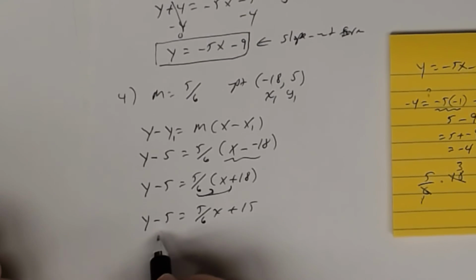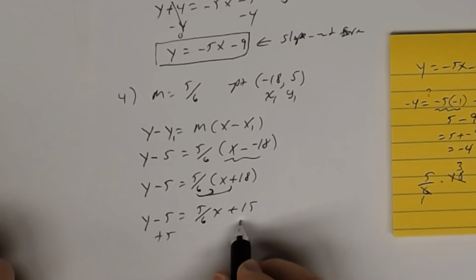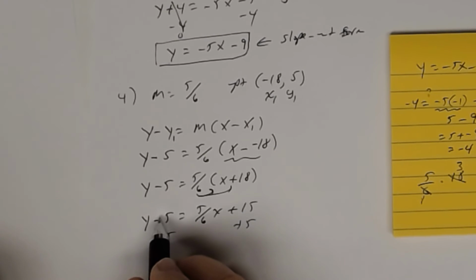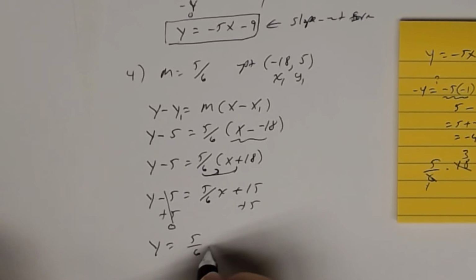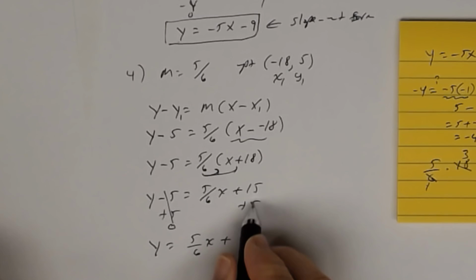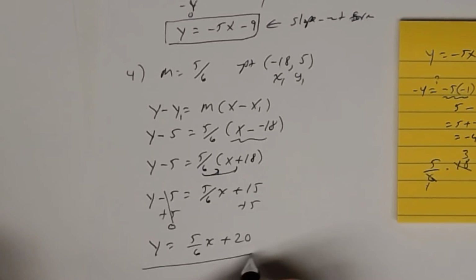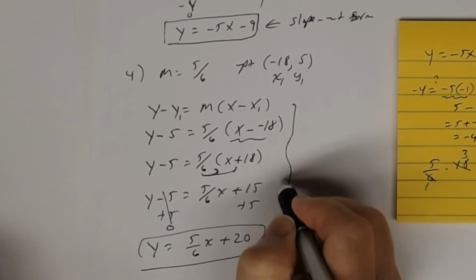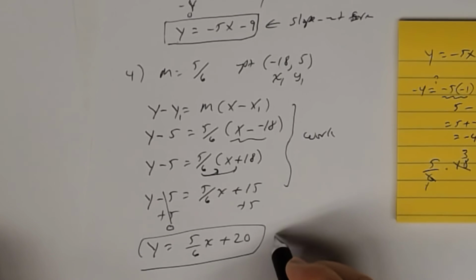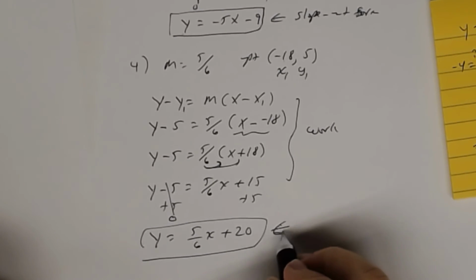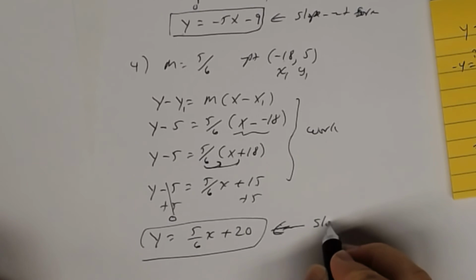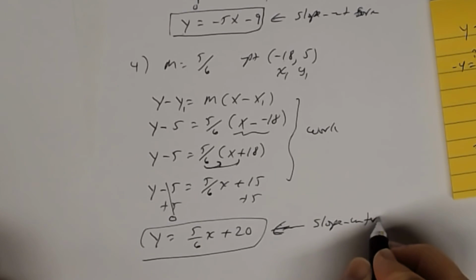And then finally, I got to get y by itself, so I'm going to add 5 to both sides this time. And then combining like terms, 5 and negative 5 is 0. And then I get y equal 5/6x plus, and then 15 and 5 is 20. And so assuming all this work is correct, then this should be the equation of the line in slope-intercept form.